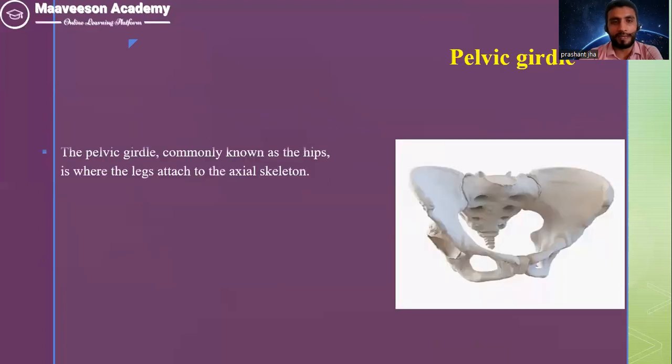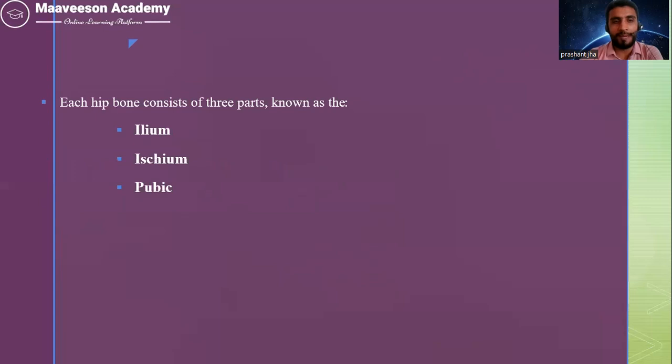Next is the pelvic girdle. The pelvic girdle is commonly known as the hip, is where the legs attach to the axial skeleton. It's made up of two hip bones, one for each leg. Each hip bone consists of the three parts known as the ilium, ischium, and pubis.